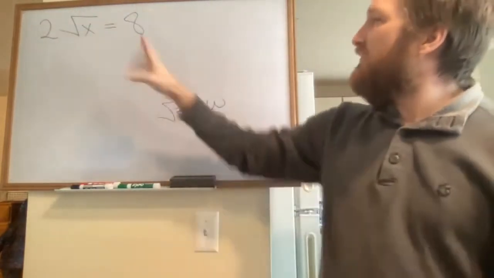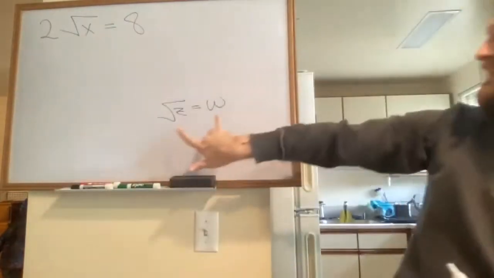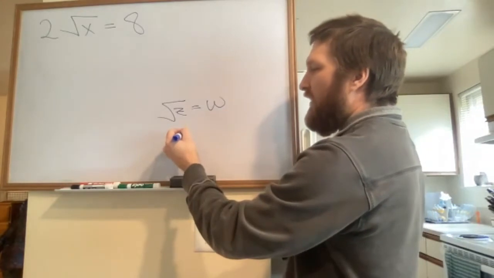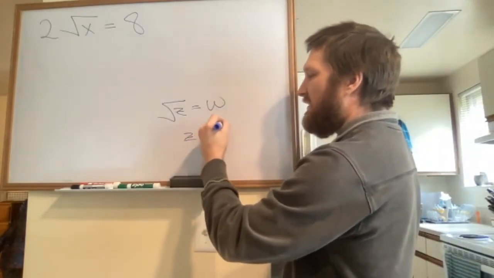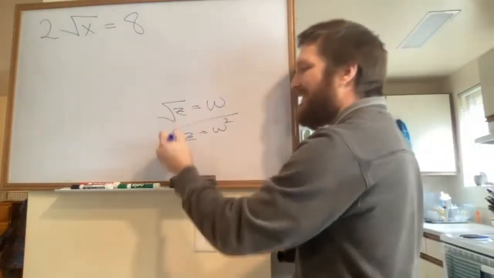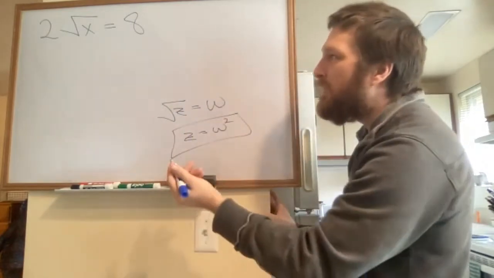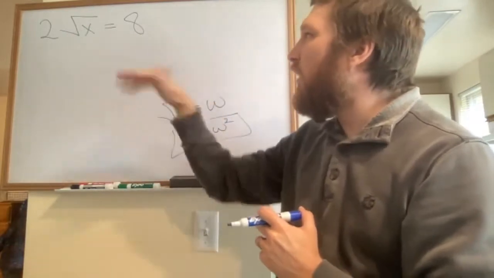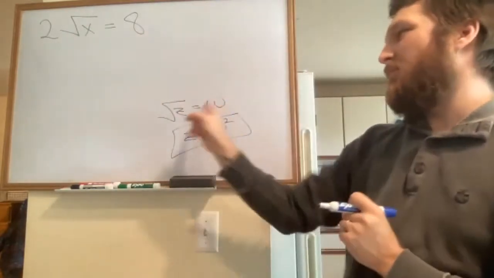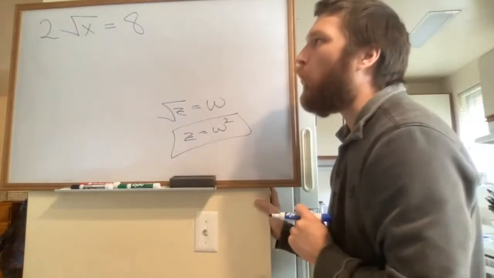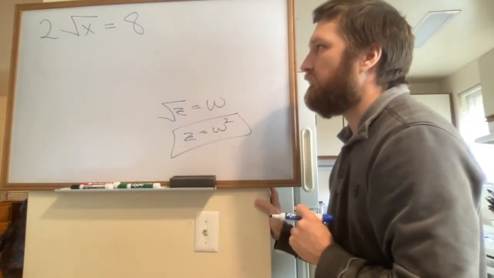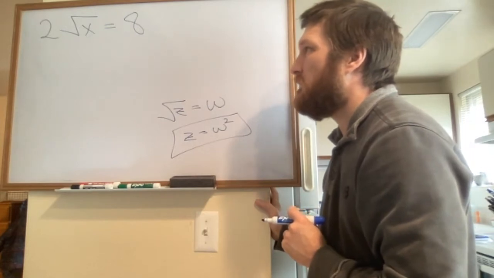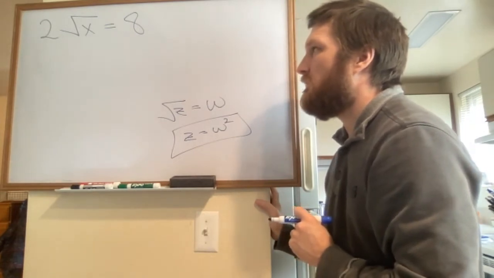And so if I could turn this thing into something like this, I'll know what to do, because I know that this means that z equals w squared, and I could get that z by itself. I'm trying to get x by itself here. And so what do I want to do to get that thing to look more like that thing? Divide both sides by 2.